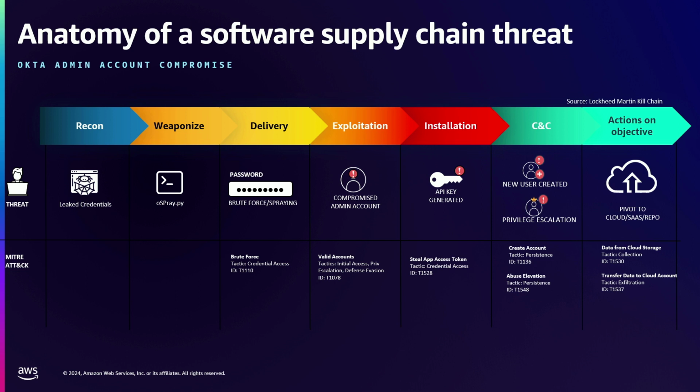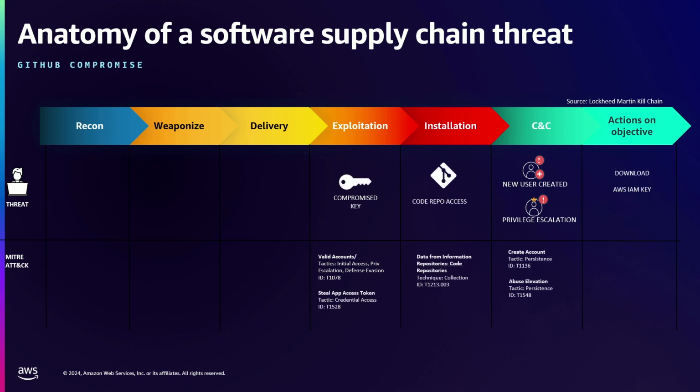And of course, they don't stop there. In the installation phase, the attacker generates an API key, and that gives them further control. They'll go on to create their own user, escalate that user's privileges, and solidify their foothold. And then, drum roll please, they pivot over into a cloud or SaaS or a code repository. So let's imagine that this code repository is on GitHub, and that's where the attacker moves next.